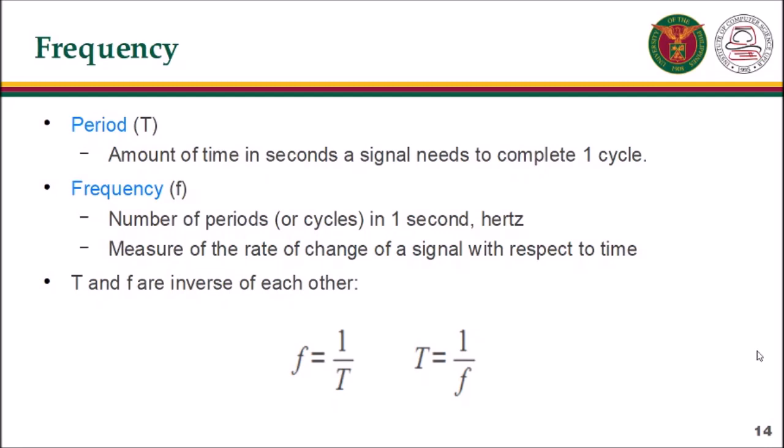Period refers to the amount of time in seconds a signal needs to complete one cycle. Frequency refers to the number of periods in 1 second. Note that period and frequency are just one characteristic defined in two ways. Period is the inverse of frequency, and frequency is the inverse of period, as the following formulas show. Period is formally expressed in seconds. Frequency is formally expressed in hertz, which is cycle per second.